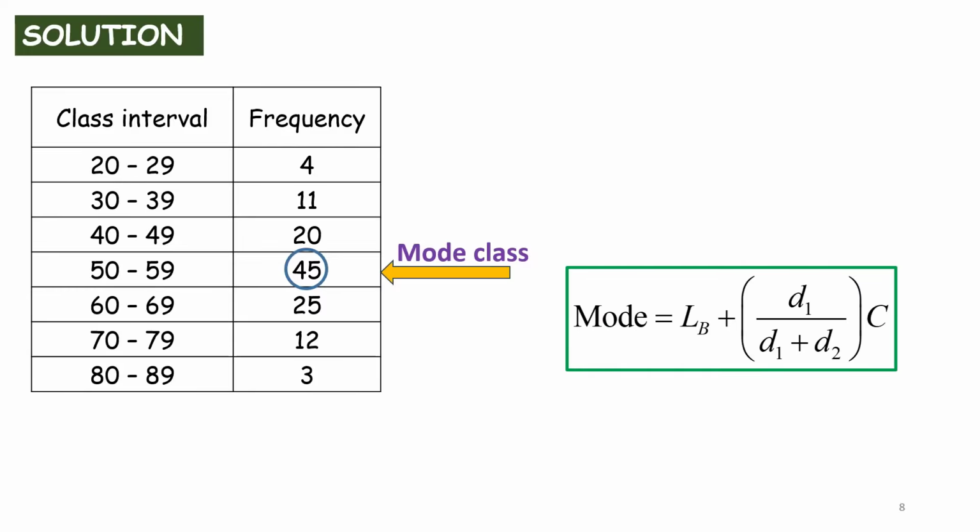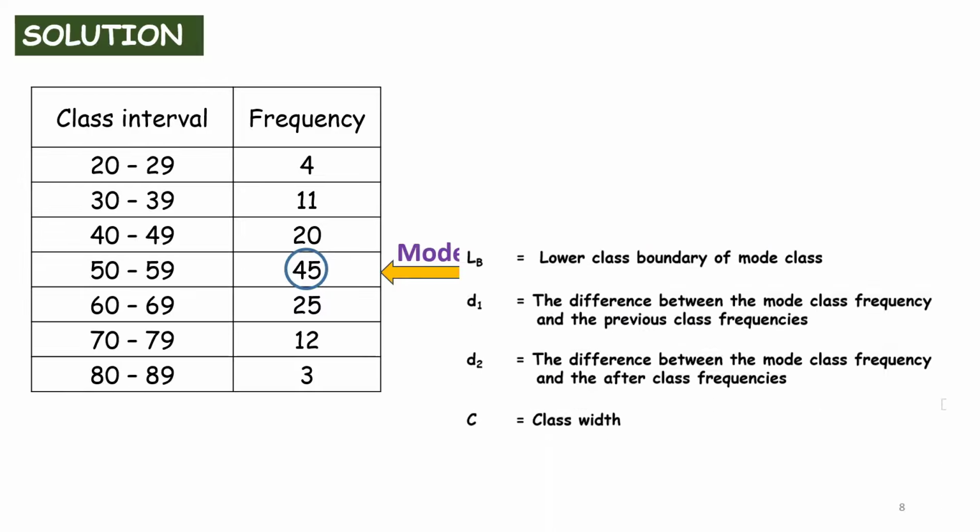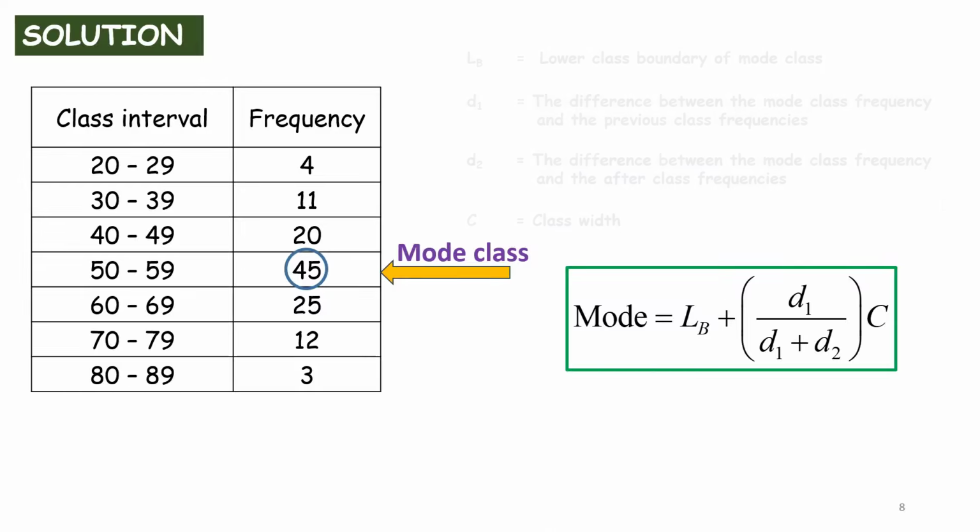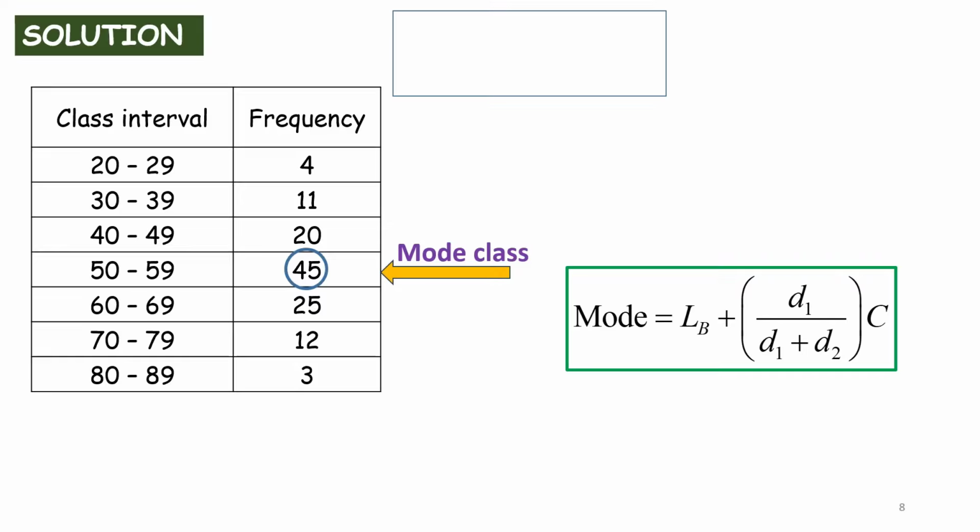We need to find LB, which stands for the lower boundary of the mode class interval. The lower boundary of a class can be obtained by adding the lower limit of the class to the upper limit of the previous class and dividing the value by 2. In this example the lower boundary of the mode class is 49.5.